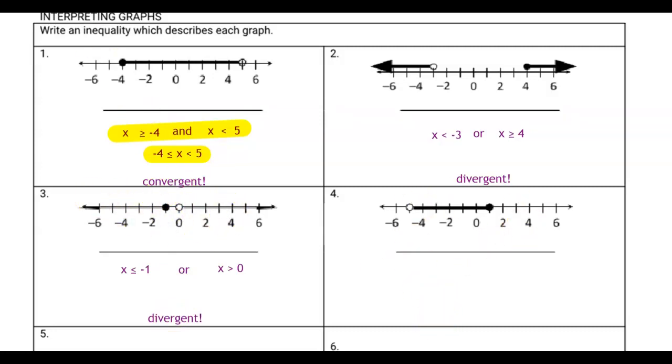Number 4, however, is not divergent. It's convergent because these two lines are coming towards each other. They meet up in the middle. Go ahead and pause the video if you haven't already done so. Try this problem and then come back to see if you got it right.